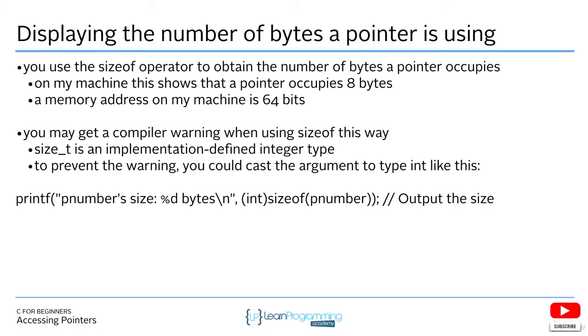size_t is an implementation-defined integer type. To prevent the warning, you could cast the argument to type int like this. So what you would do is you would say p number size %d bytes, and you would cast it to an int, sizeof p number. That's going to give you the size of the pointer in memory. Size of the pointer of that address, which again is 8 bytes on most systems, because that's just containing an address.